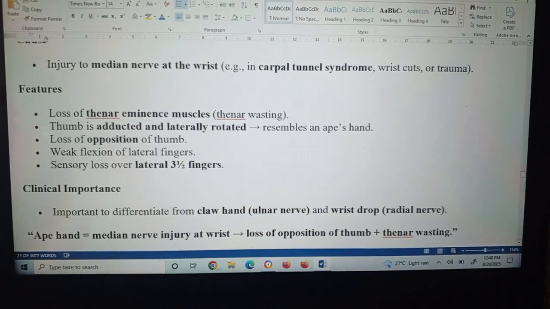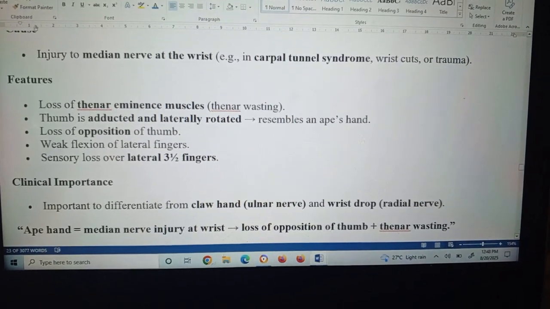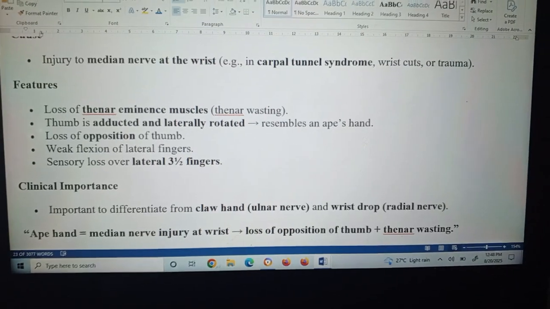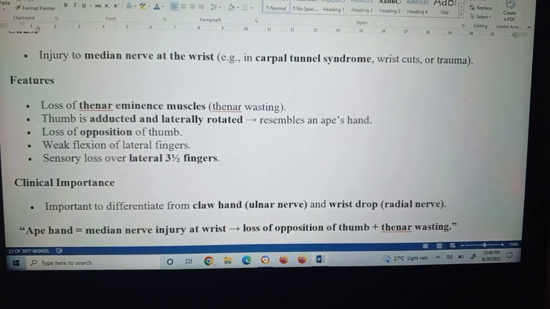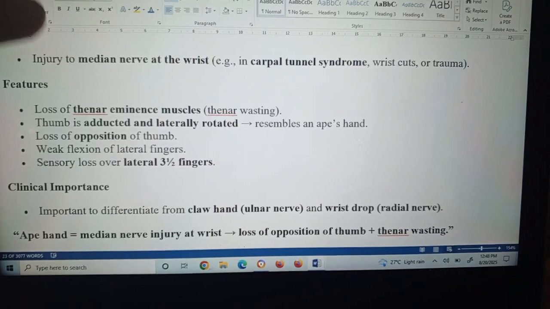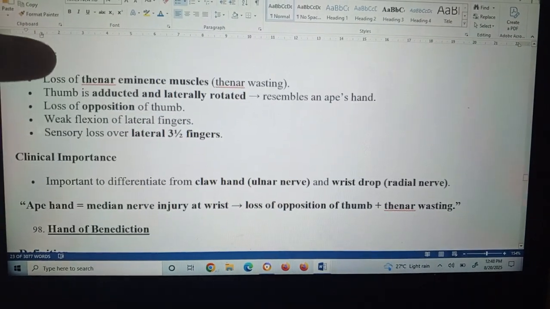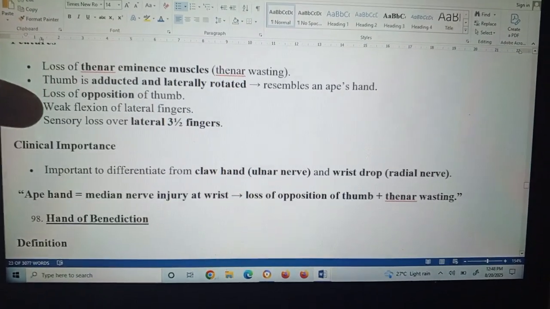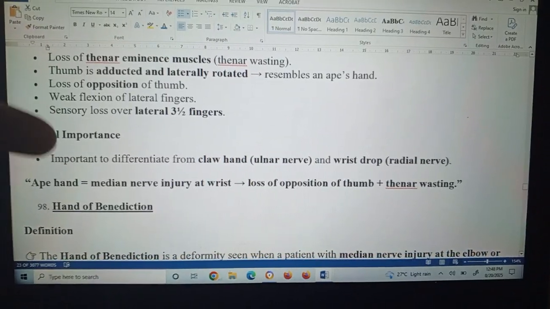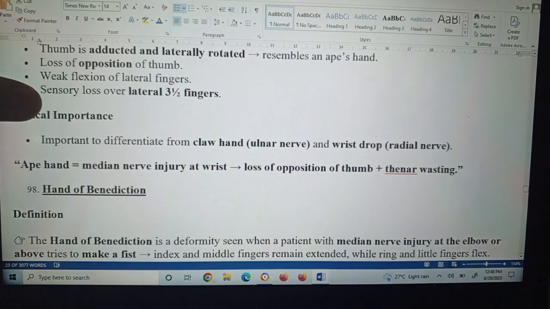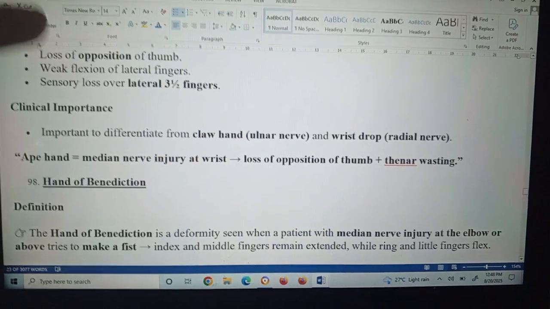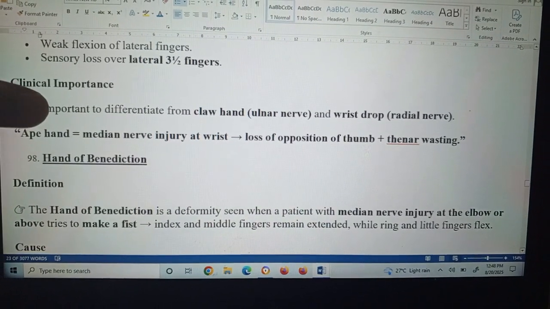What are the features? Loss of the thenar eminence muscles, thenar wasting, and you must know which muscles are present in the thenar muscles and which are present in the hypothenar muscles. Thumb is adducted and laterally rotated, resembling an ape hand. There is loss of opposition of the thumb, weak flexion of the lateral fingers, and sensory loss over the lateral 3.5 fingers. Clinically it is important to differentiate from claw hand and wrist drop.